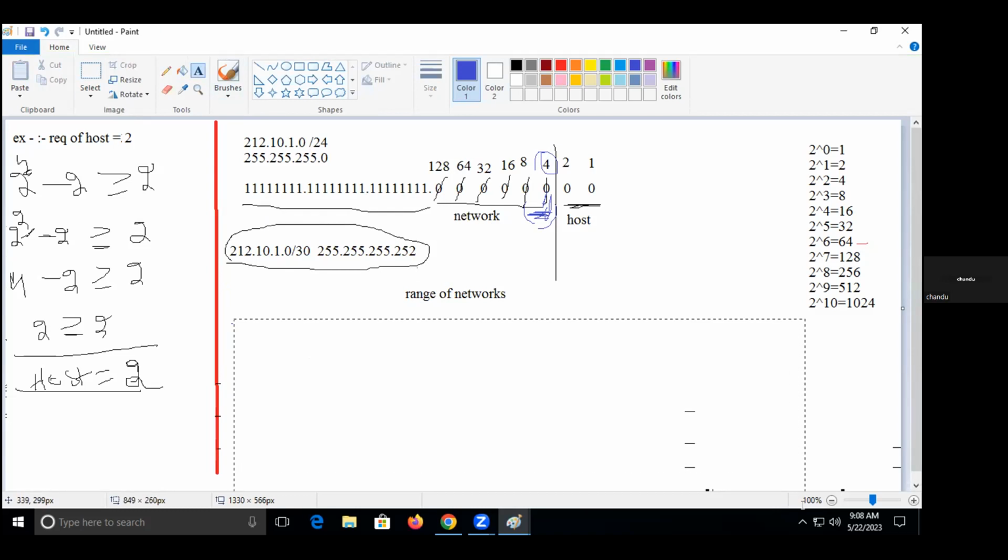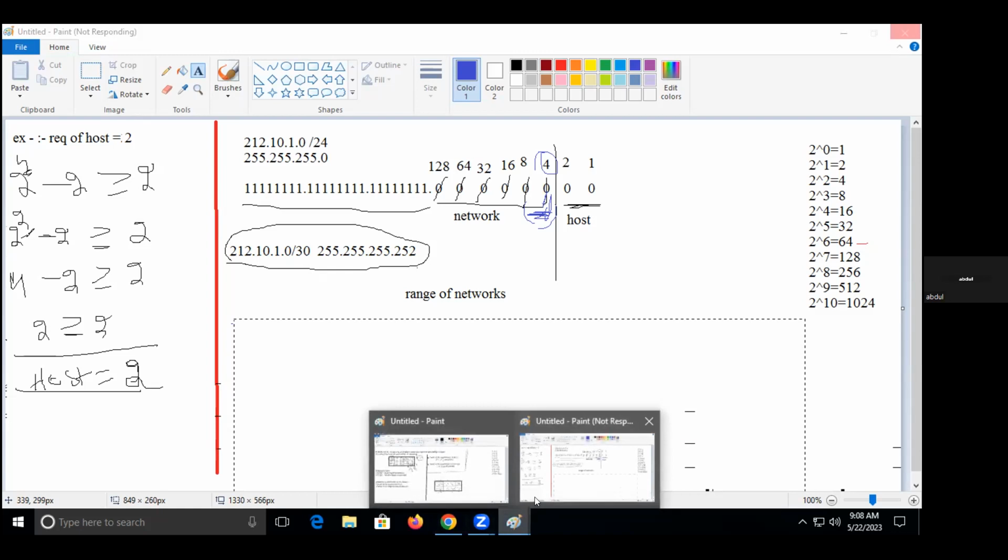The first network will be 210.1.0.0. Next one 210.1.4.0, 210.1.8.0, 12, 16, 20, 24, 28, 32. All those things are the networks.